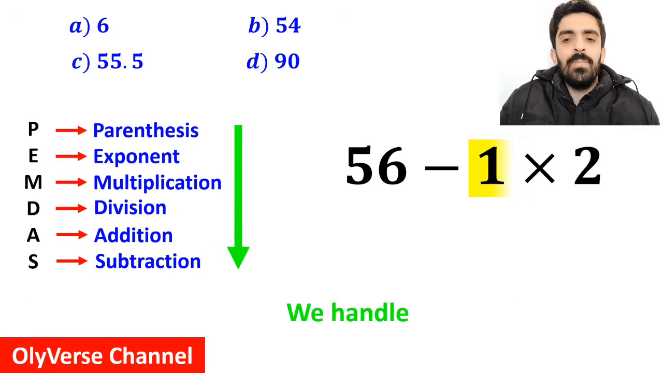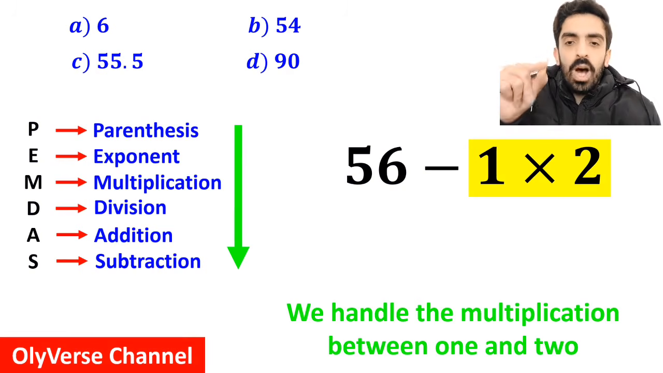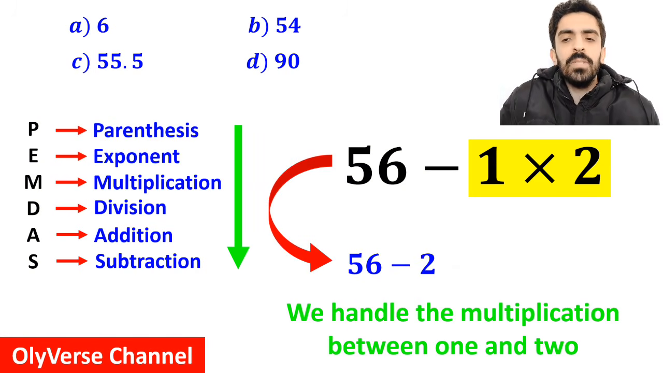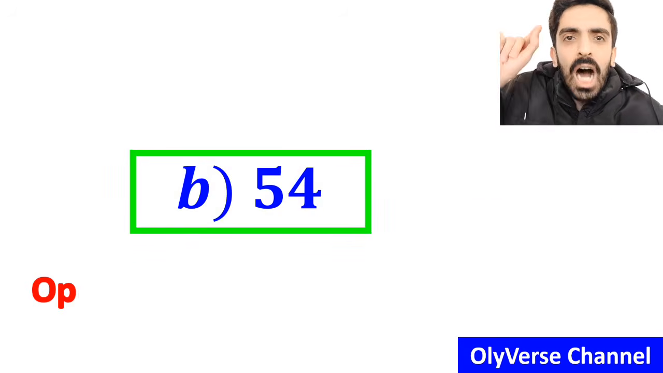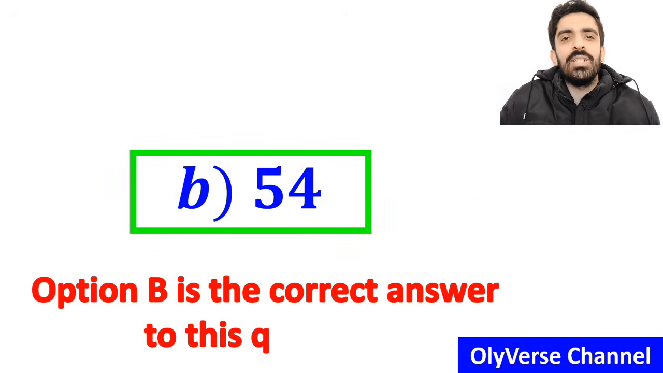In the final step, we handle the multiplication between 1 and 2. And this expression simplifies to 56 minus 2, which finally gives us the answer 54. That's great. Option B is the correct answer to this question.